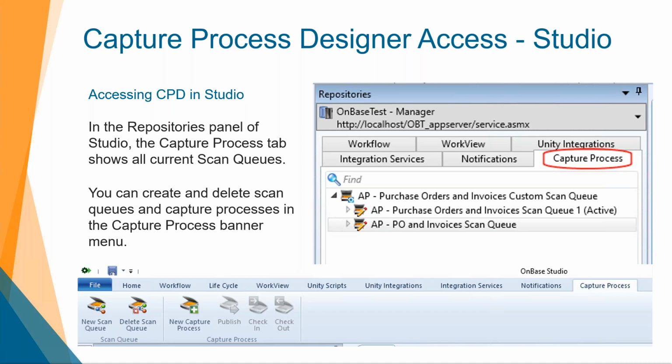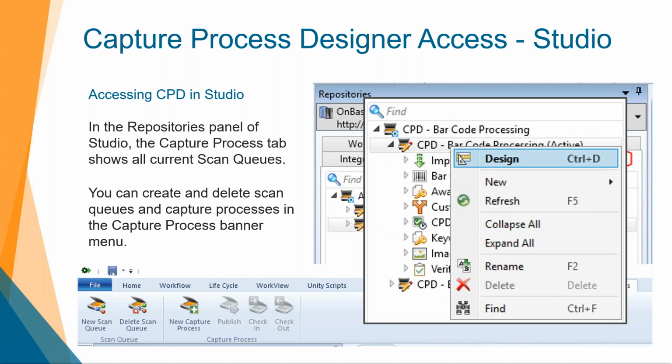To begin working on an existing process when you enter Studio, it needs to be checked out, similar to a workflow lifecycle. For a Capture Process Design, right-click on the Capture Process and choose Design, or Control+V as a keyboard shortcut. This opens the design window up and checks the process out for editing.